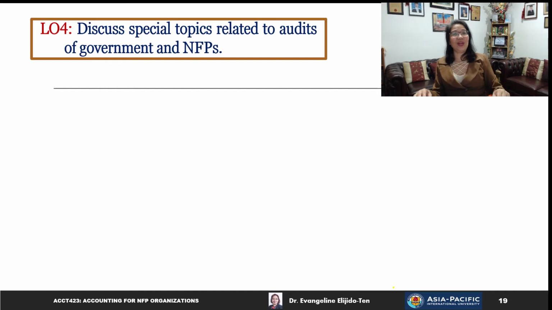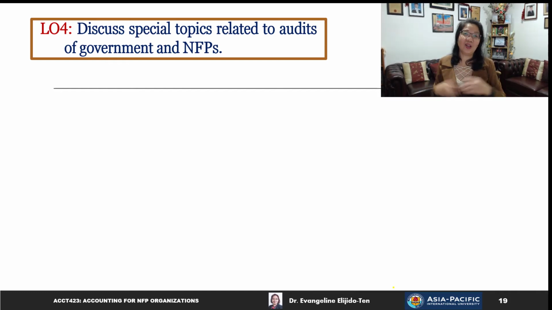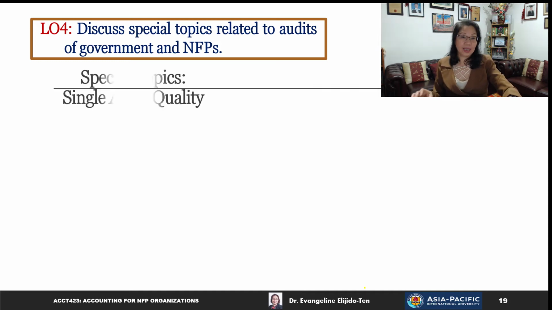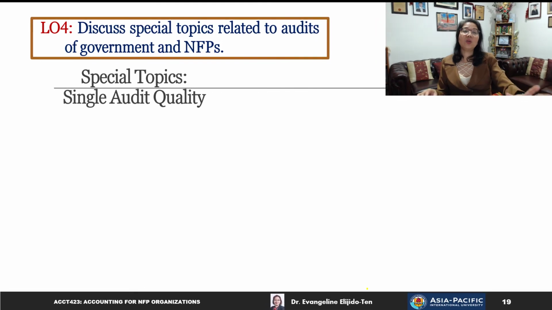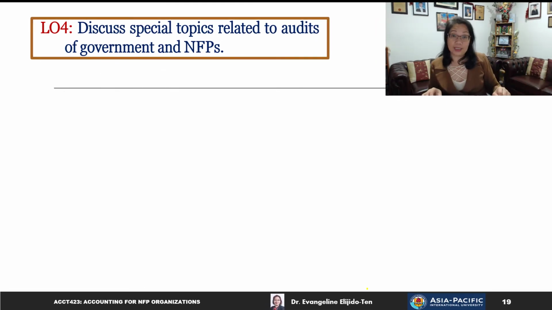Let's now go to learning objective 4, the final learning objective for this topic. Here we'll discuss the special topics related to audits of government entities and not-for-profit organizations. So let's start with the special topic on single audit quality.